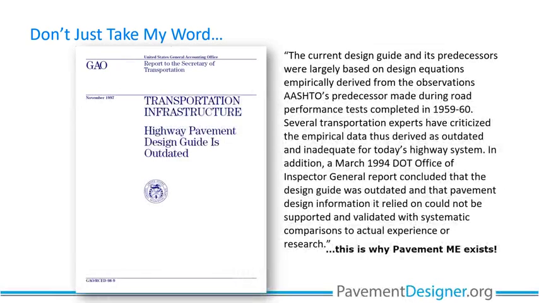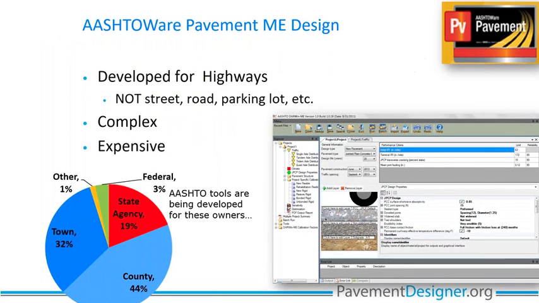So we're well beyond the inference space of the AASHTO road test. And now some of these limitations of the AASHTO design guides are really noted even by the General Accounting Office of the United States. You can see this report is entitled Transportation and Infrastructure Highway Pavement Design Guide is Outdated. And so this is really why AASHTO moved and developed a new tool called AASHTOware Pavement ME.